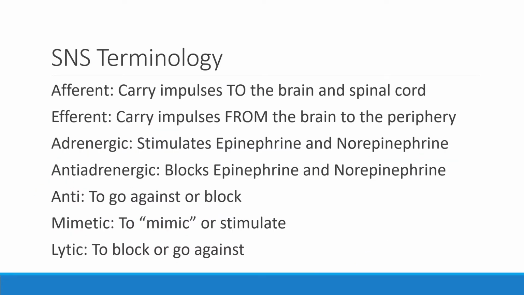Some basic terminology that we'll be looking at here is afferent, carrying impulses to the brain and spinal cord, and efferent, carrying them from the brain to the periphery. Efferent exits the brain. Afferent sends it to the brain, efferent sends it away from the brain.